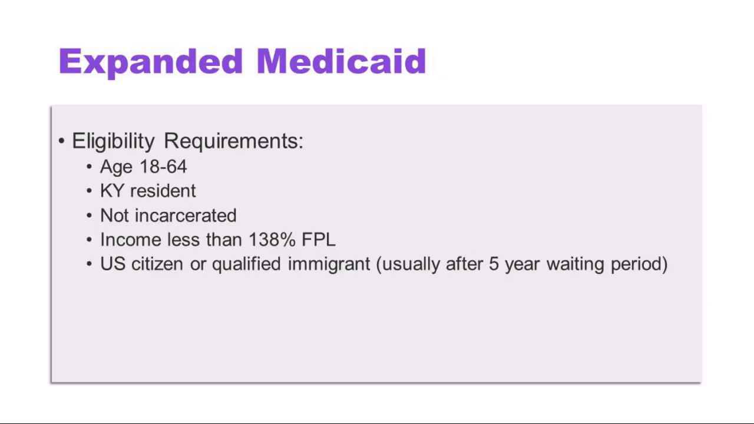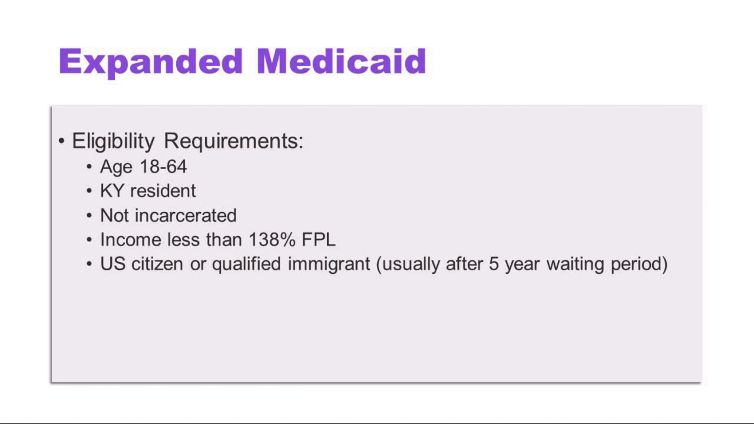With the passage of the Affordable Care Act, states had the opportunity to expand Medicaid to more people. This new category of Medicaid is referred to as expanded Medicaid. In Kentucky, the eligibility requirements for expanded Medicaid are that you must be 18 to 64 years old, a Kentucky resident, not incarcerated, with an income less than 138% of the federal poverty level, and you must be either a U.S. citizen or a qualified immigrant. Additionally, most qualified immigrants usually have a 5-year waiting period.